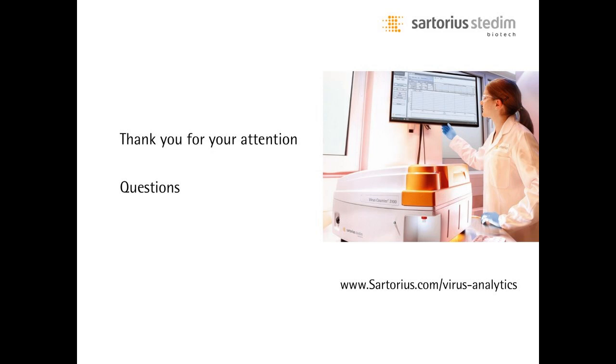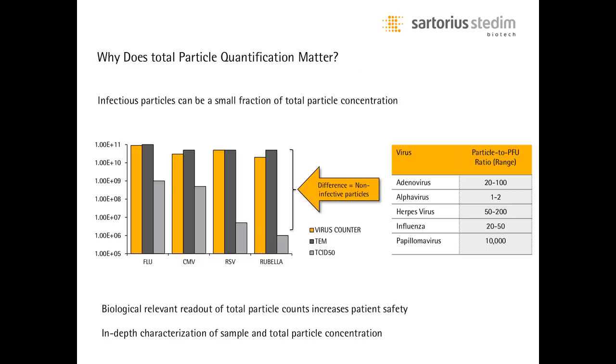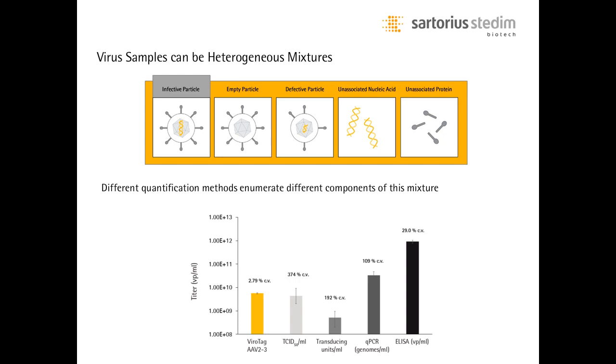Okay, great. Thanks, Antje. So the first question is, what is the advantage of the virus counter over the ELISA assay? With the virus counter assay, you look at total particle quantification. So if you go back to a slide here in the beginning, virus samples can be extremely heterogeneous mixes. So it is important to know what your total particle counts are. And so with the virus counter quantification method, you're looking at infectious particles, empty particles, as well as defective particles.